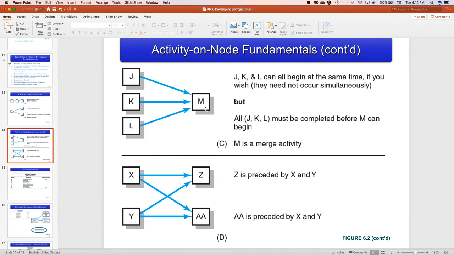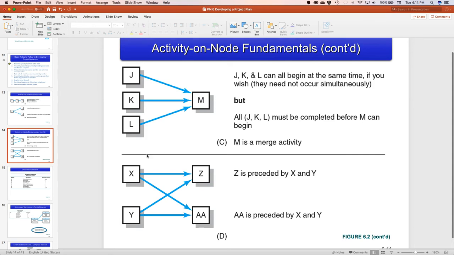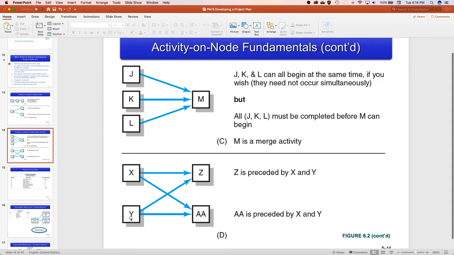What is M? Burst, parallel, or merge? Great job. It kind of says it right there in C, right? And then finally, we look here, we see X and Y are both burst activities. Z and double A are merge activities, right?